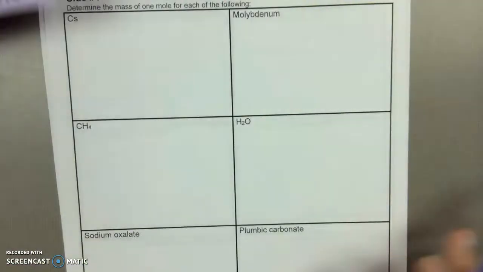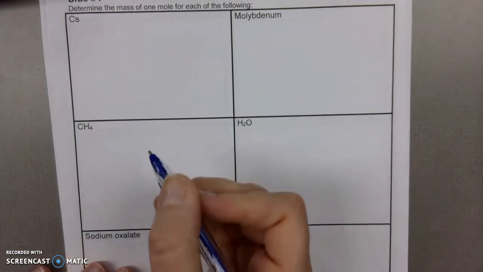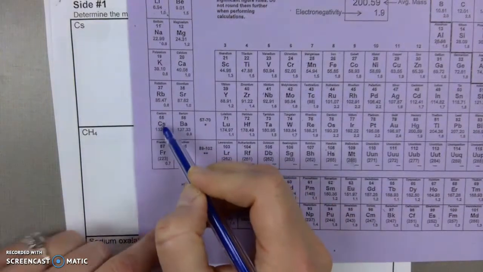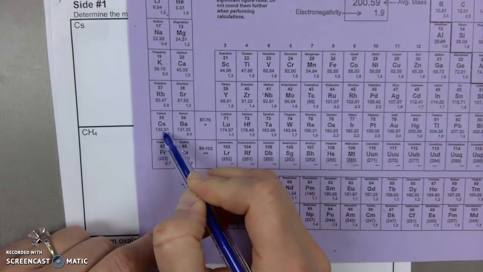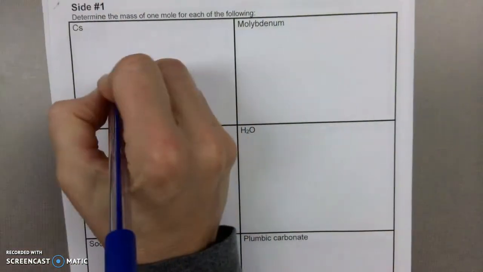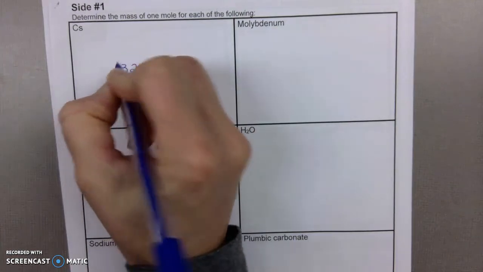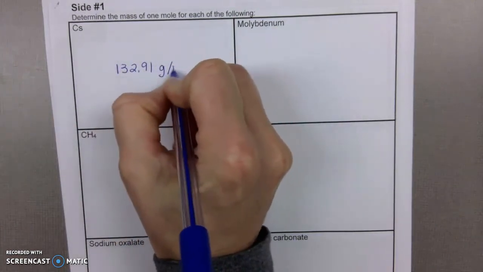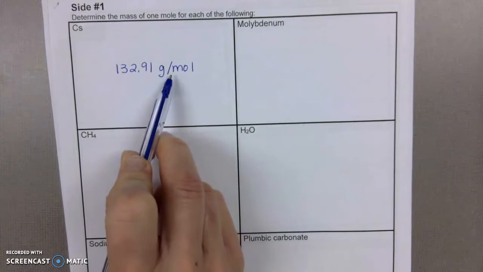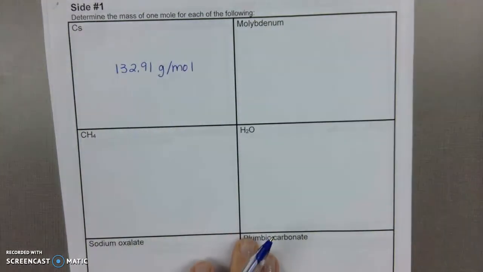So the first example is cesium. You look on the periodic table, you find cesium at 55. It's 132.91 grams per mole. So you simply write down grams per 1 mole, which can be shortened by writing g over mol.